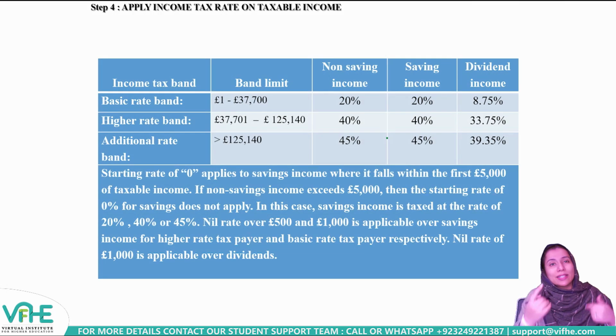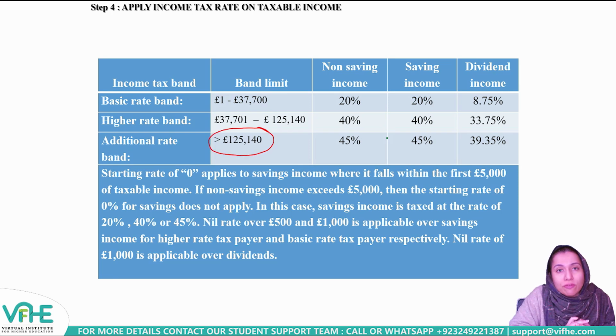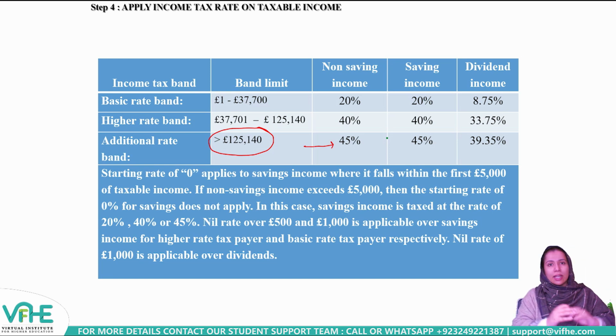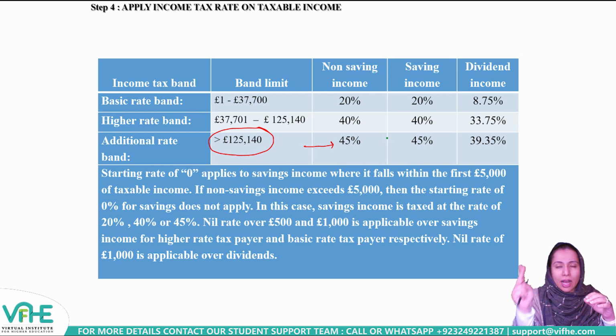And where the taxable income for the non-savings column is found to be more than 125,140 pounds, that's basically the point where we can say that a person has to pay tax at an additional rate, and the additional rate for the non-savings column is 45%. So technically under the non-savings column, we can find three rates: the basic rate, the high rate, and the additional rate.